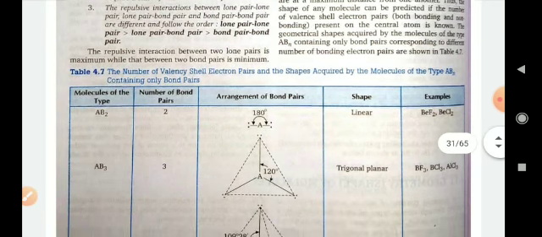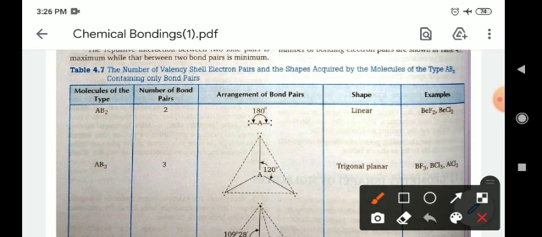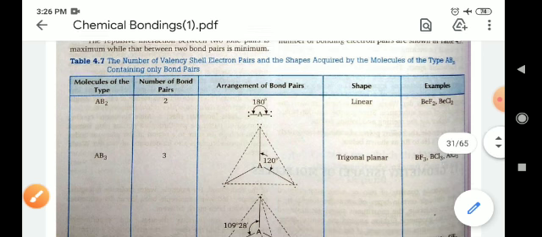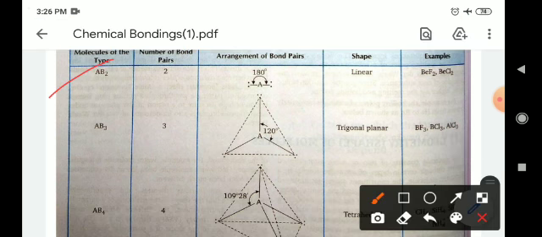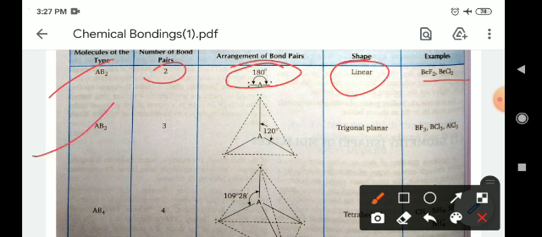Now come to the shape of the molecules. First, the number of valence shell electron pairs and the shape acquired by molecules of the type AB, containing only bond pairs. The first one is AB2 type molecules, for example BeF2 and BeCl2. Number of bond pairs is 2, so they repel each other and exist in a linear manner with a bond angle of 180 degrees. The shape will be linear.